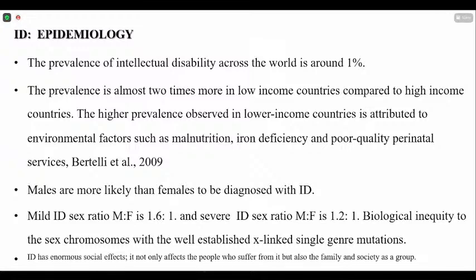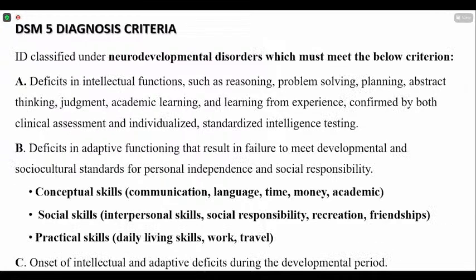Males are more likely than females to be diagnosed with intellectual disability. For mild disabilities, the sex ratio male to female is 1.6 to 1, while in severe, the ratio is 1.2 to 1. And again, this is because of some sex-linked gene mutations and the biological inequality, which makes the male much more vulnerable.